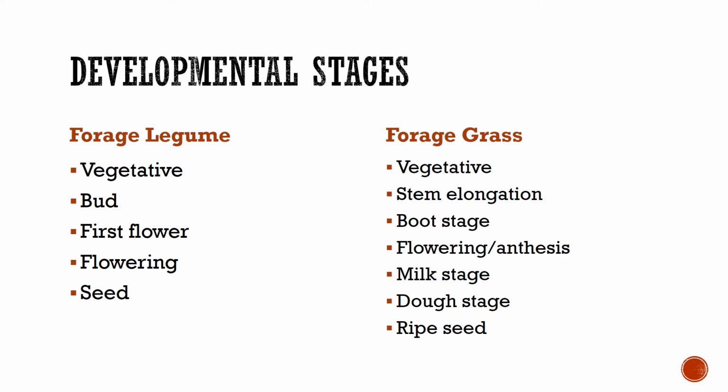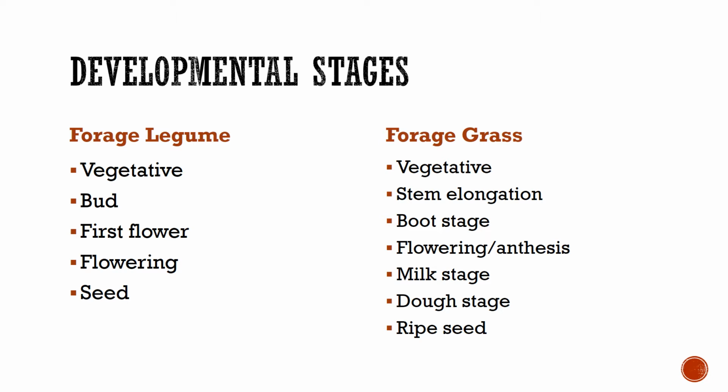We're going to pick off right where we left off, looking at developmental stages of forages. So here's a forage legume versus a forage grass. This is when producers will use indicators of where that growth and development stage is, so that they can figure out when they're going to harvest their crop.